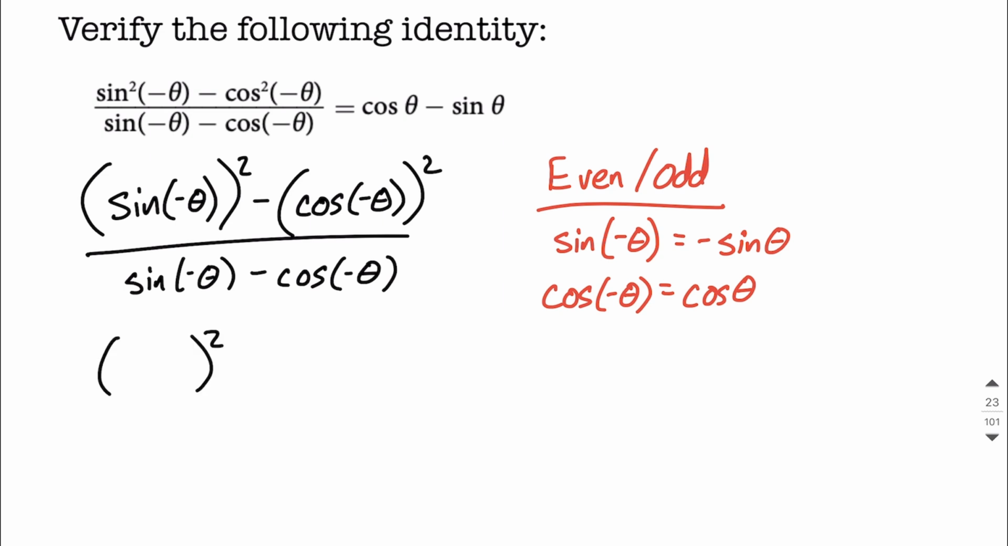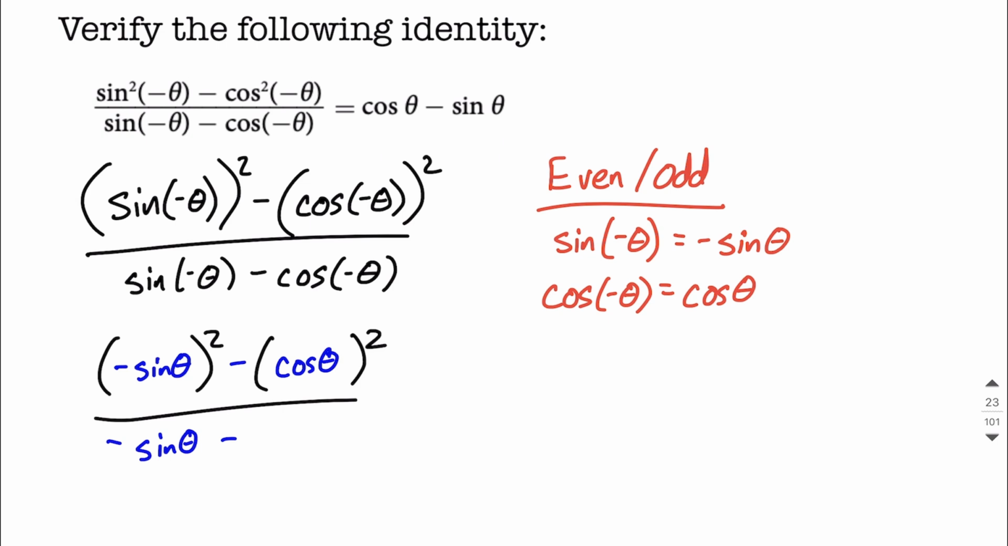So on the inside here, we can say, well, that is negative, make sure I get it right, negative sine of positive theta, minus, on this next one, still cosine of theta, that's squared. For a denominator, using the same identities, we can say this is negative sine of theta minus cosine of theta. Okay, so no more negatives on the inside of sine or cosine.